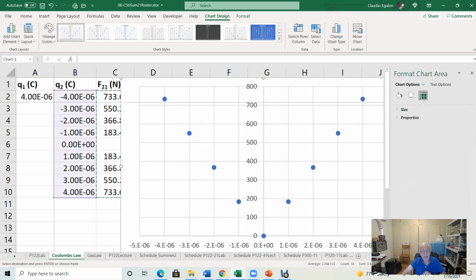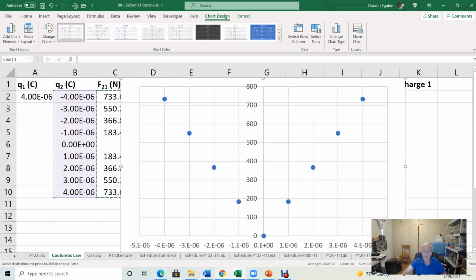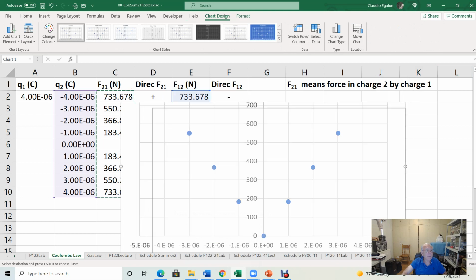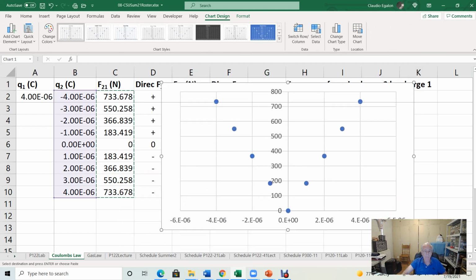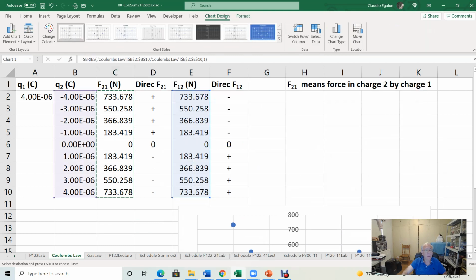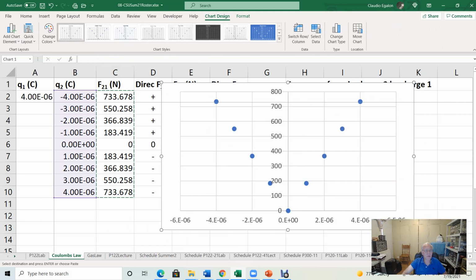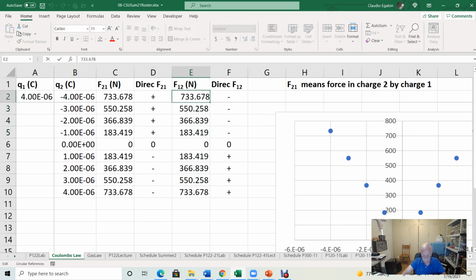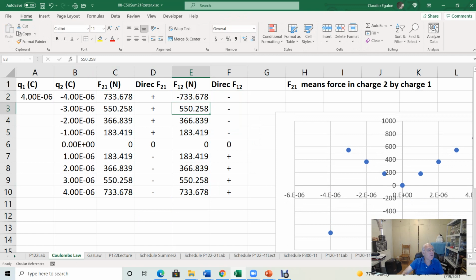Chart title, no chart title. I don't like chart titles. Shrink the graph. Don't forget to put the labels, right? The better way of doing this graph is to put the actual signs here in the force. That's a better way. Since the direction is negative, let's put the negative here on this one, and then you're going to get a real straight line. Get the negative sign.